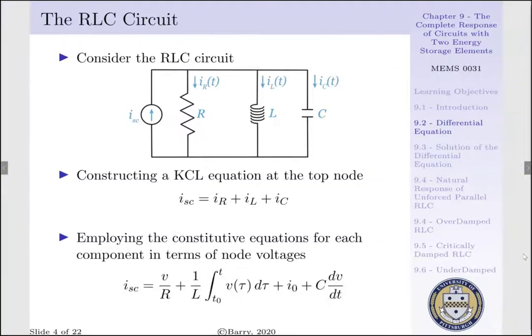Now to describe the behavior of these, we want to employ our constitutive equations for each component in terms of our node voltages. That is, I sub SC, our current source, is going to be equal to the current running through our resistor, which is our voltage potential established across the resistor V per our resistance R, plus the current running through our inductor, which is 1 per L times the integral from t naught to t of V of tau d tau, plus I naught, where I naught is our initial current running through our inductor, plus C, our capacitance, times the time rate of change of our voltage potential across our capacitor.